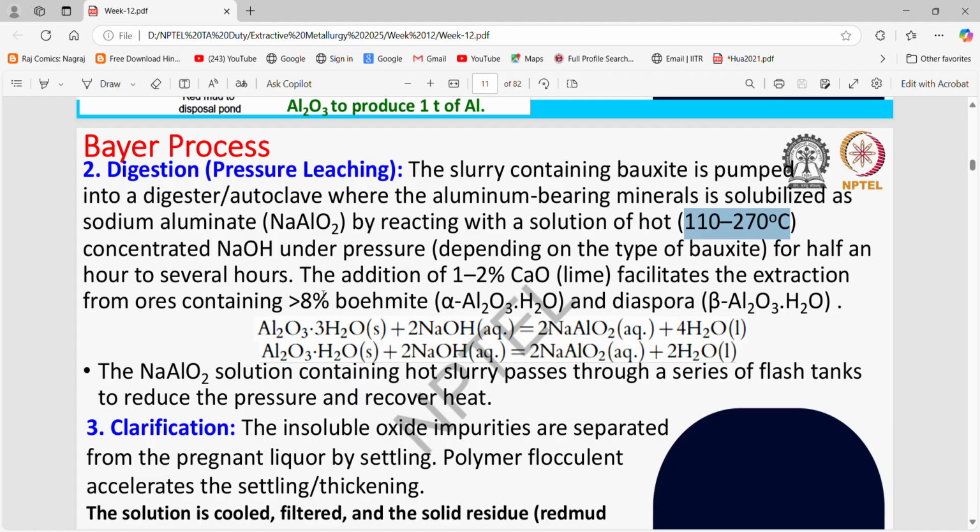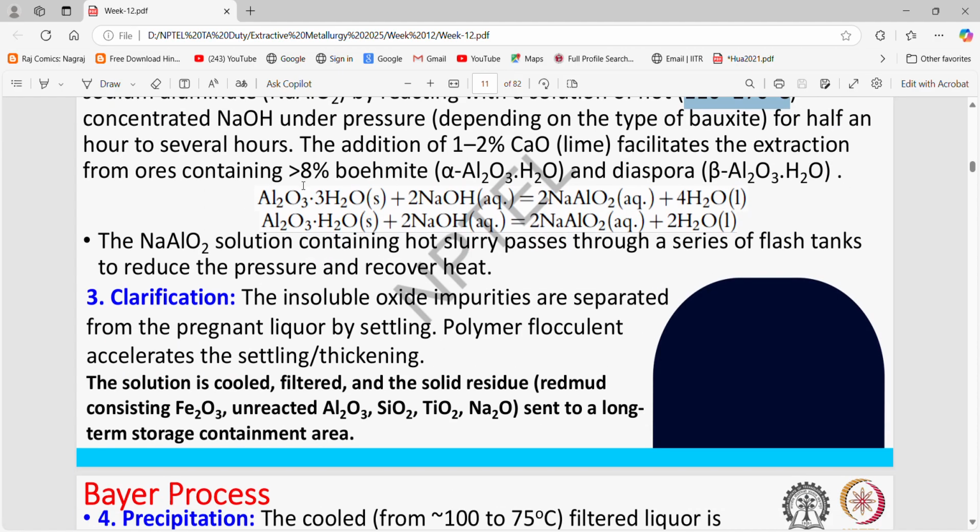The addition of 1 to 2% calcium oxide facilitates the extraction from ores containing greater than 8% boehmite and diaspore. The NaAlO2 solution containing hot slurry passes through a series of flash tanks to reduce the pressure and recover the heat lost during the process.